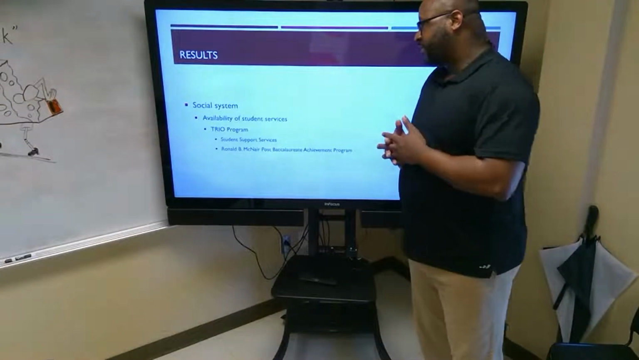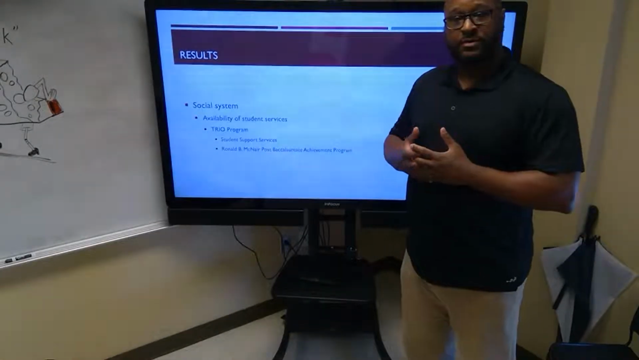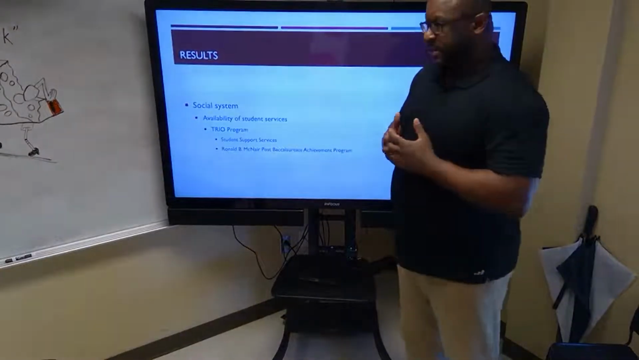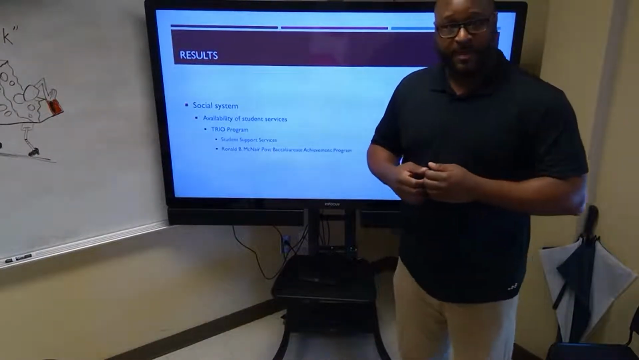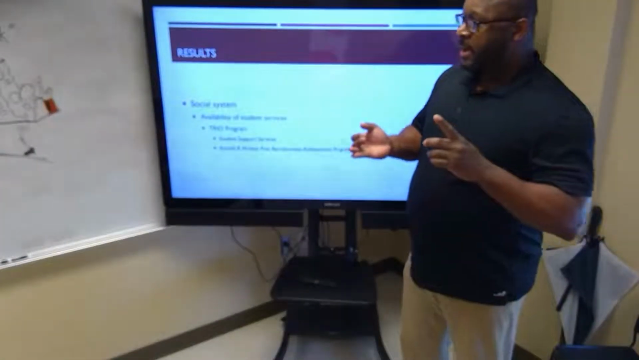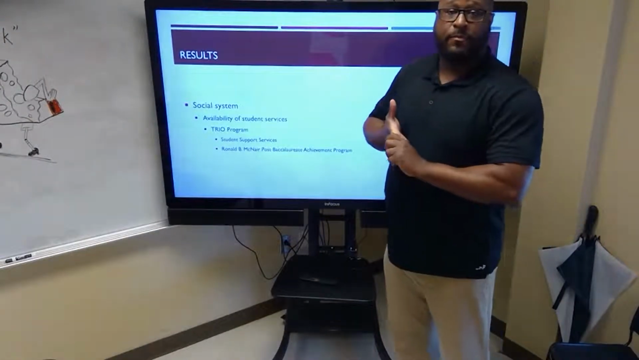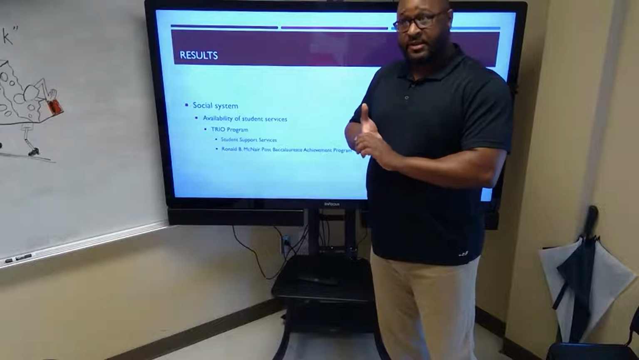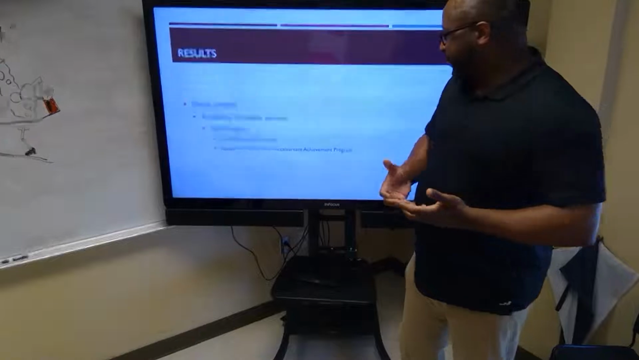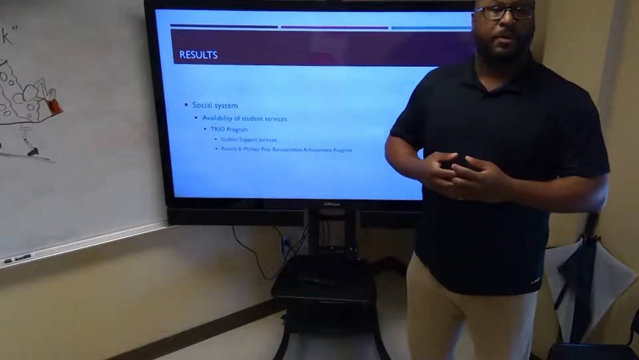The next result is talking about the social system. So one thing I found was the availability of student services. So the student services that were mentioned within the research were the TRIO programs. So these are programs that are for low income, first generation, disabilities, or those who are from underrepresented populations. So you have student support services and you have the Ronald McNair program.